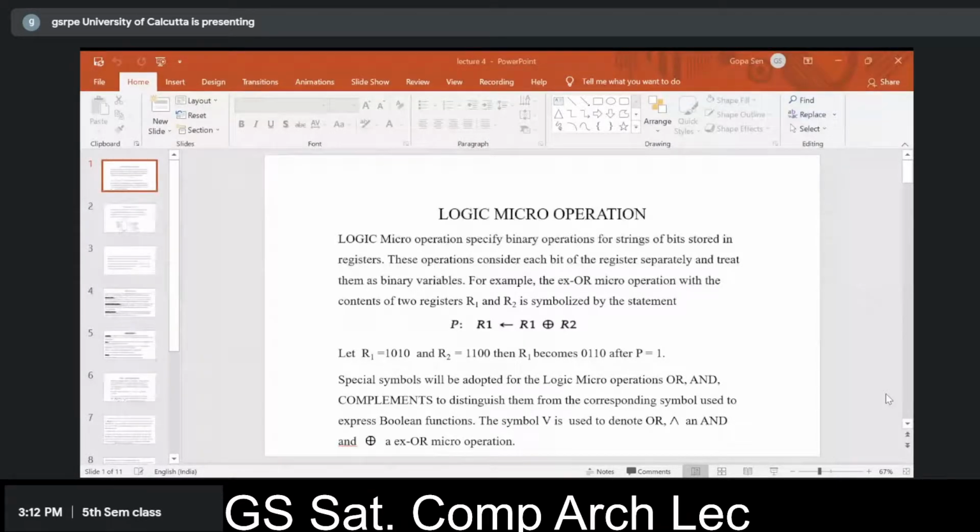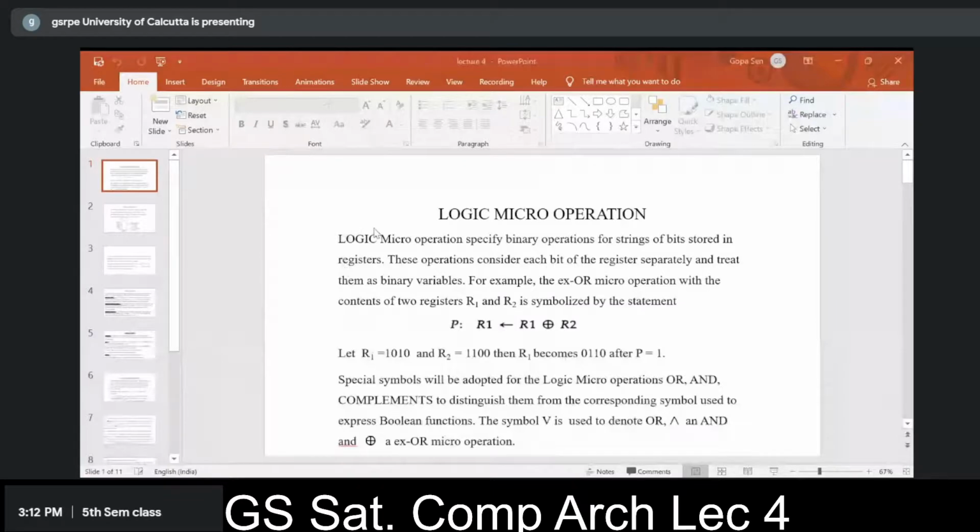First one is register transfer micro operation, which we have already discussed. Second one is arithmetic micro operation, which we have also discussed. Third one is logic micro operation. So today we will discuss logic micro operations. Now a logic micro operation basically specifies a binary operation for strings of bits stored in the registers.